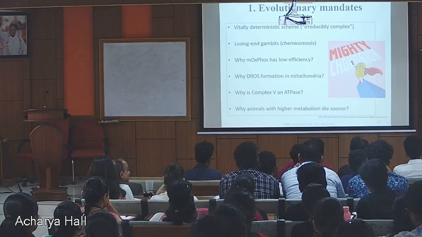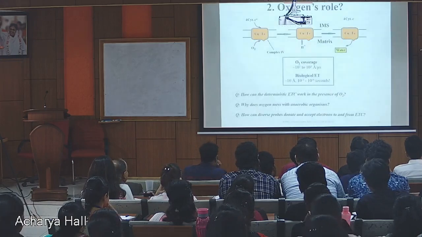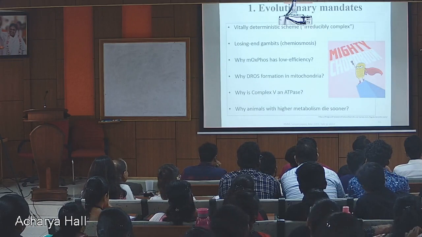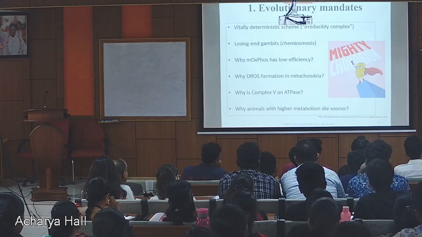Then I have very low efficiency. Why should ROS formation occur in mitochondria? Why is complex 5, when it is isolated, an ATPase? Why is it not an ATP synthase? Why?